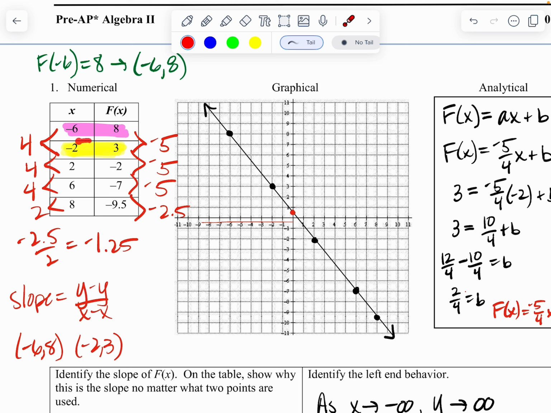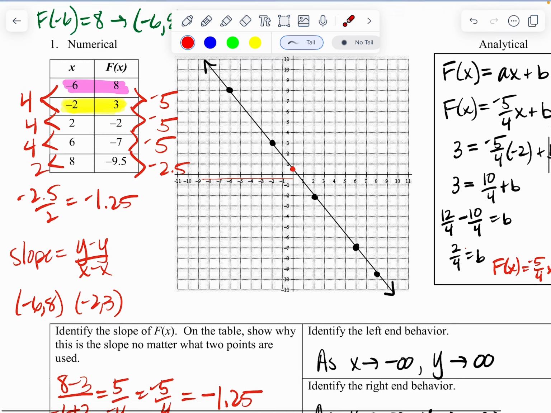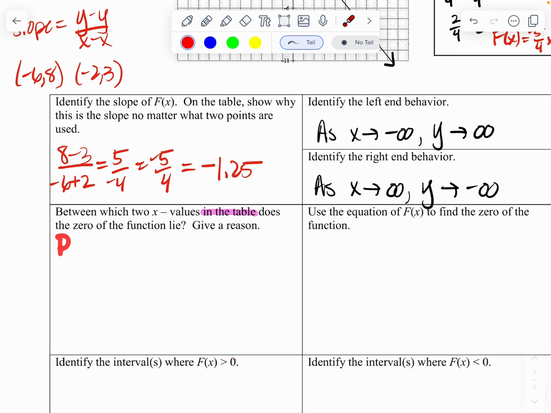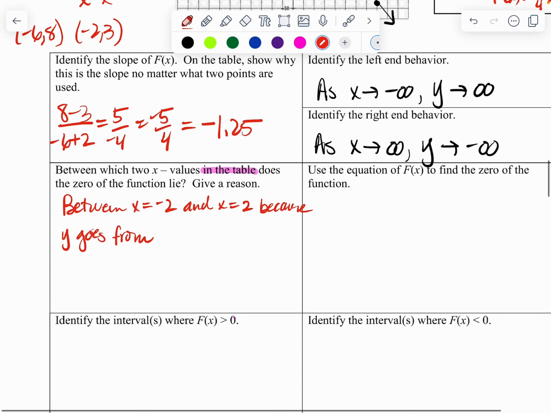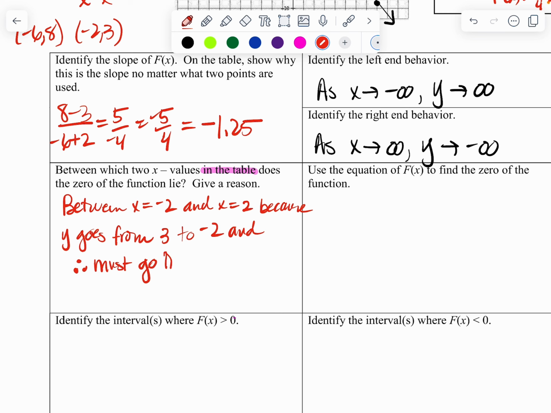So we know that somewhere between x equals negative 2 and positive 2, f of x equals 0 because f of x changes from positive 3 to negative 2. And we're going to say it just like that, okay? So we would say between x equals negative 2 and x equals positive 2 because the y goes from 3 to negative 2, and therefore must go through 0.